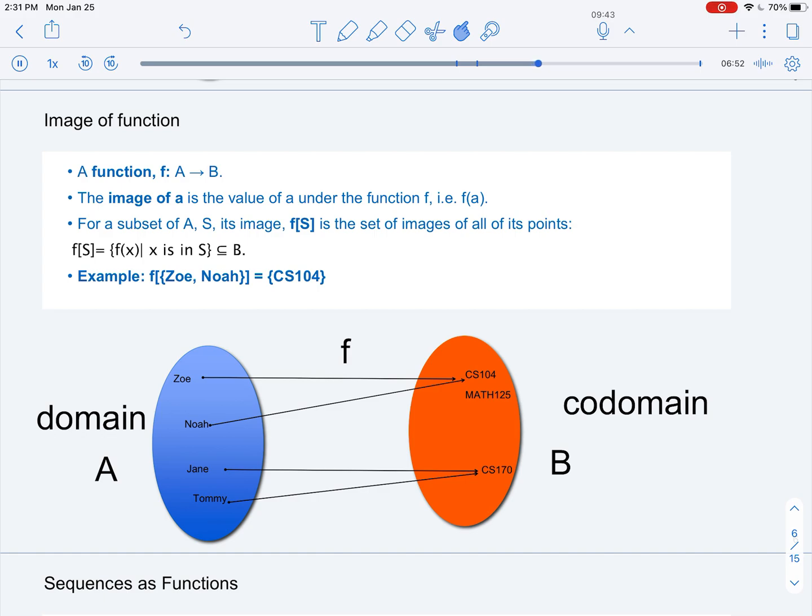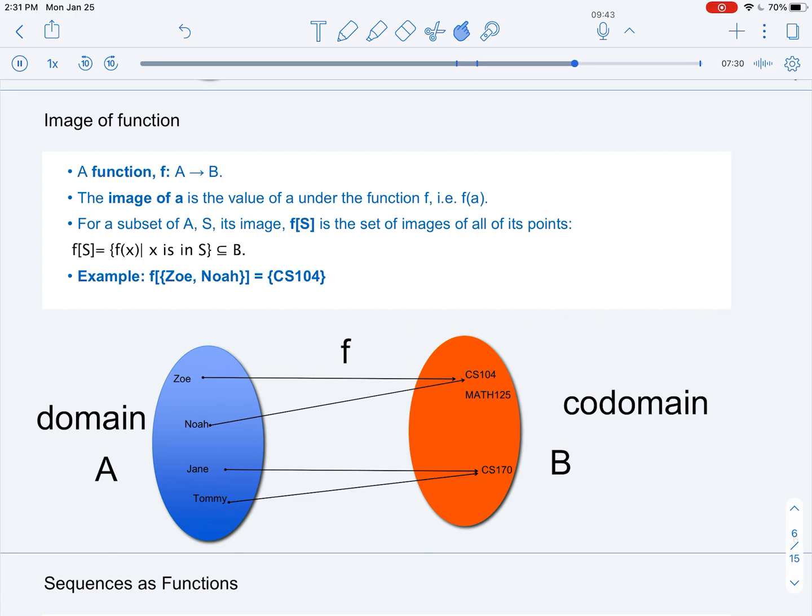Now let's consider a concrete example. So we have this function which is mapping the students to courses again, and we want to look at a subset of the students. So in this case, our set S is the set {Zoe, Noah}, and we want to look at what the image is. So both Zoe and Noah are only mapping to 104s. So the image of the set {Zoe, Noah} is the set containing CS104, and that is a subset of the codomain.